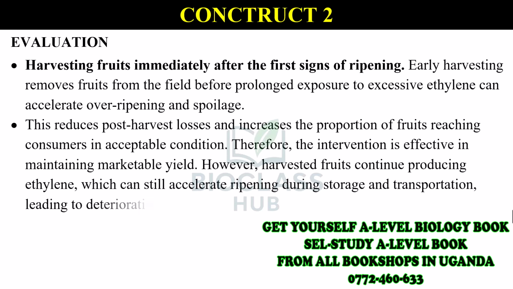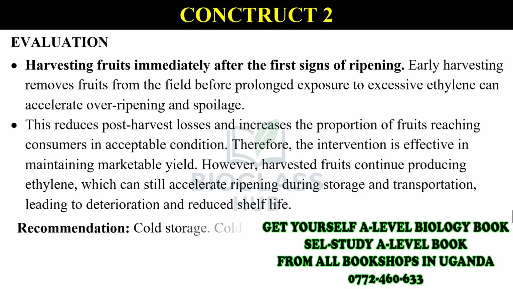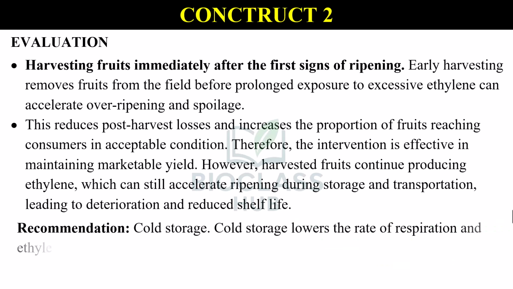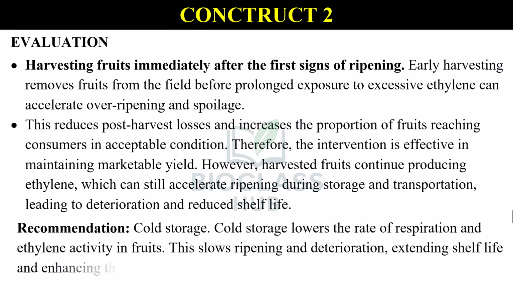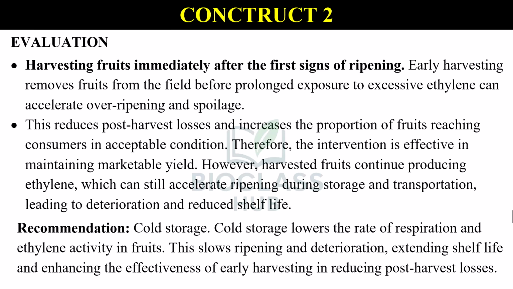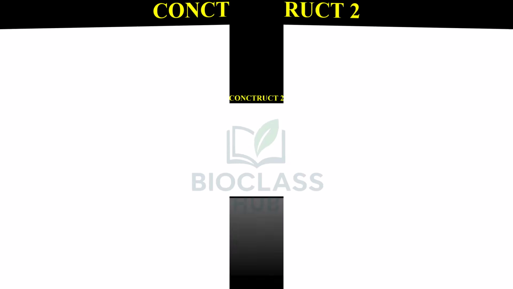However, harvested fruits continue producing ethylene, which can still accelerate ripening during storage and transportation, leading to deterioration and reduced shelf life. Recommendation: cold storage. Cold storage lowers the rate of respiration and ethylene activity in fruits. This slows ripening and deterioration, extending shelf life and enhancing the effectiveness of early harvesting in reducing post-harvest losses.